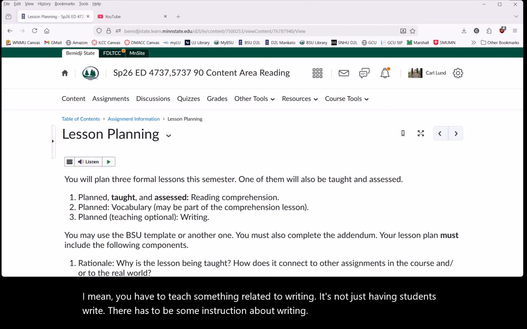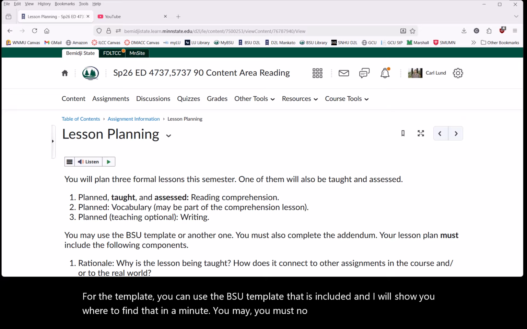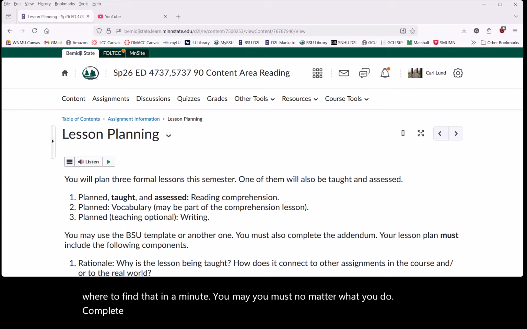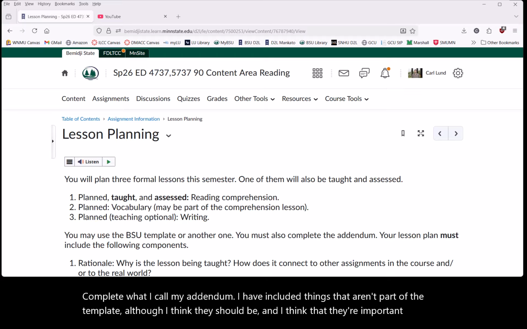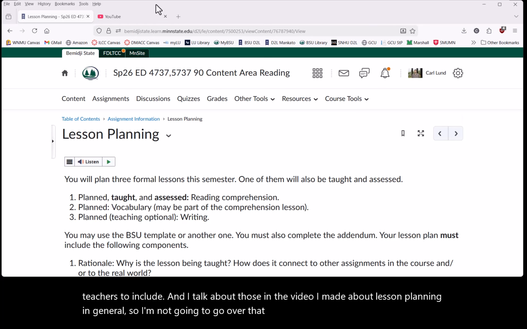For the template, you can use the BSU template that is included, and I will show you where to find that in a minute. You must, no matter what you do, complete what I call my addendum. I have included things that aren't part of the template, although I think they should be. And I think that they're important for all teachers to include. And I talk about those in the video I made about lesson planning in general. So I'm not going to go over that again here. I just want to show you where to find things.